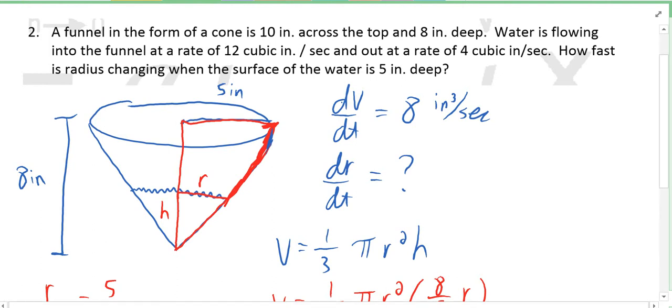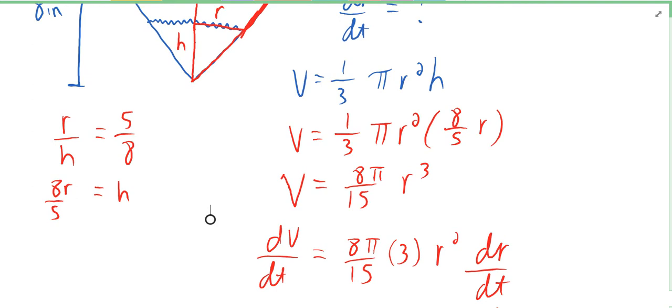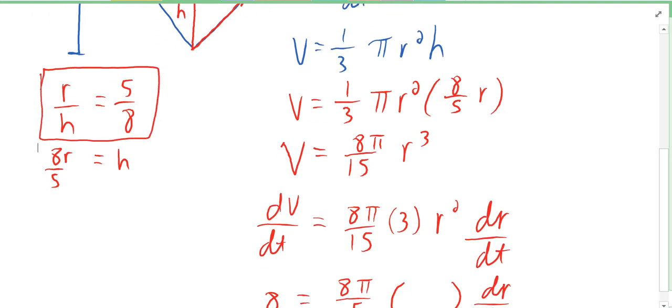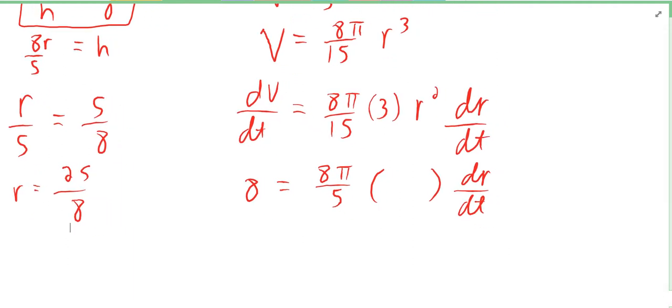Well, the surface of the water being 5 inches deep means that h has to be 5. Okay? So if we come back down here and plug in 5 for h into this equation here, cool? Or the second one, really doesn't matter. We're going to get r over 5 equals 5 over 8. That has to be true. So r has to be 25/8. And we're going to square that. It's r squared going in there.